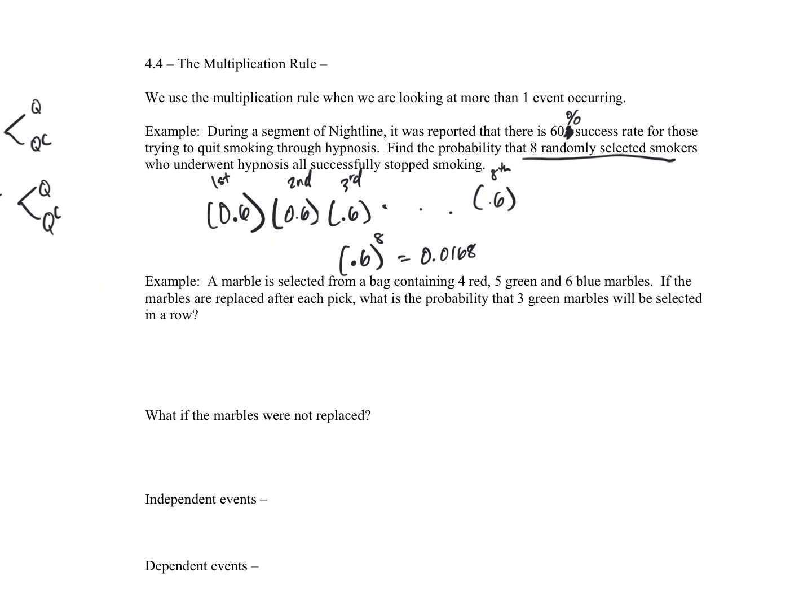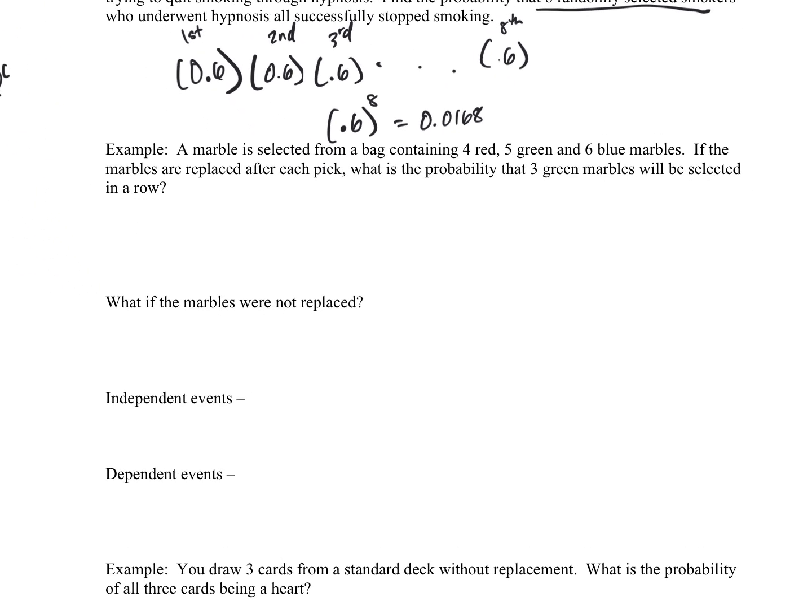All right, now, a marble is selected from a bag that contains 4 red, 5 green, and 3 blue marbles. How many total marbles are there? 15. Just add them up, yeah? Okay. So the marbles are replaced after each pick. What is the probability that 3 green marbles will be selected in a row?